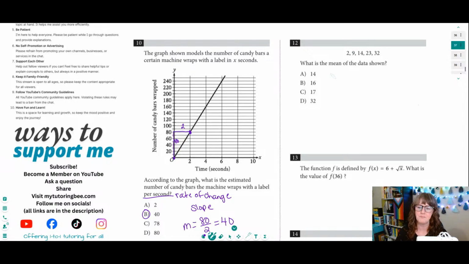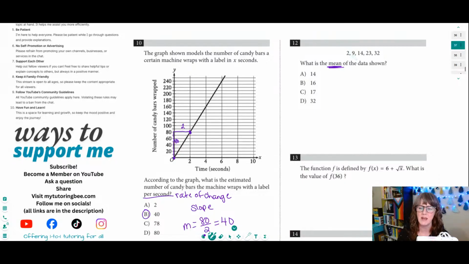All right, let's take a look at 12. What is the mean of the data shown? So mean, median, range, mode, those are all of the central tendencies that we learn about in pre-algebra, and one way that I remember how we find mean is I tell my students it's the meanest one because it takes the most work. It requires us to do the most work.